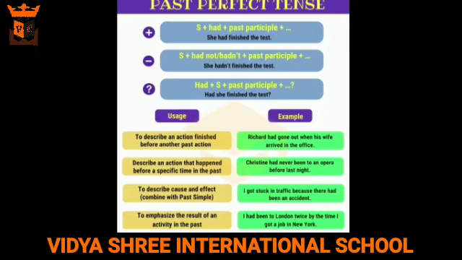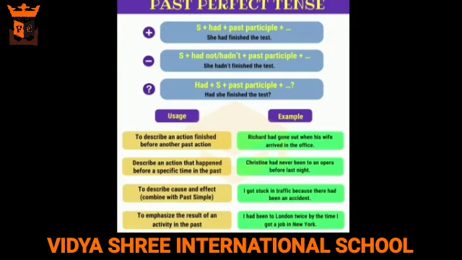Past perfect tense is also used to describe cause and effect combined with simple past tense. For example, I got stuck in traffic because there had been an accident. Past perfect tense is also used to emphasize the result of an activity in the past. For example, I had been to London twice by the time I got a job in New York.